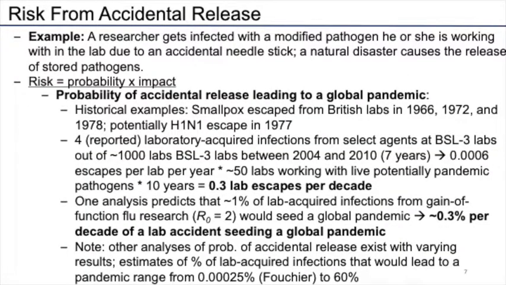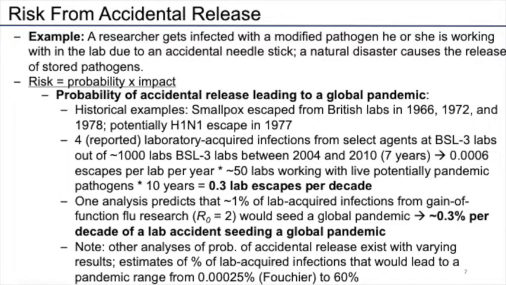Starting from accidental release, just to give a few quick examples to give you a picture of what this might look like. For example, a researcher that's working with a modified pathogen might get infected accidentally with a needle stick, or a natural disaster could cause stocks of pathogens to become released if they're not stored properly. Sorry for the really text-heavy slide, but I think a good way of thinking about these risks is, of course, to look at both the probability of accidental release as well as the impact of potential accidental release.